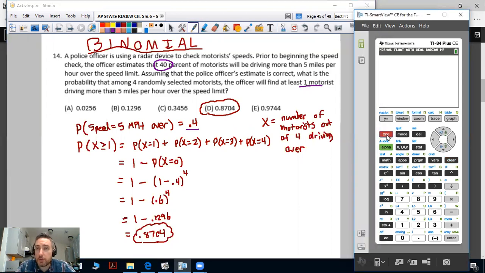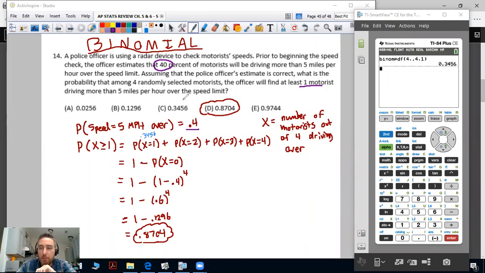To do a binomial, you do second vars, and you can do binomial PDF or CDF. Let's do PDF first. And you can do this with me. This is 4 trials. The probability of success is 0.4, and that first one is going to be 1. So I'm going to jot that down up here. That's going to be approximately 0.3456.